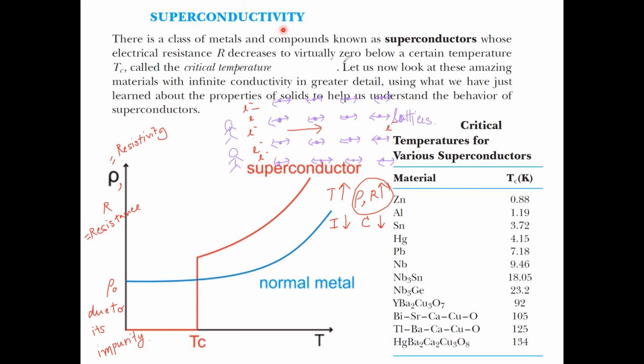Because what? I is Q over T, right? So amount of charge per time. Okay, this is the current definition. So that's why it's like this.